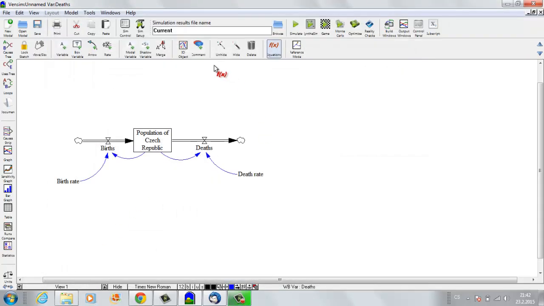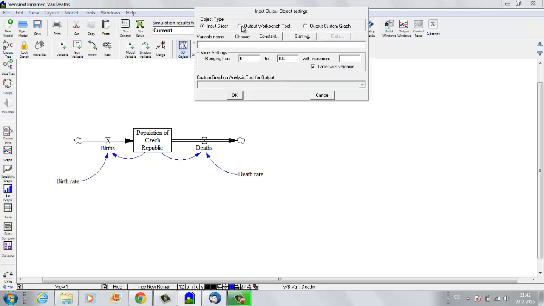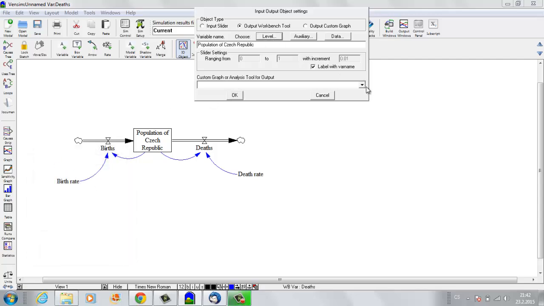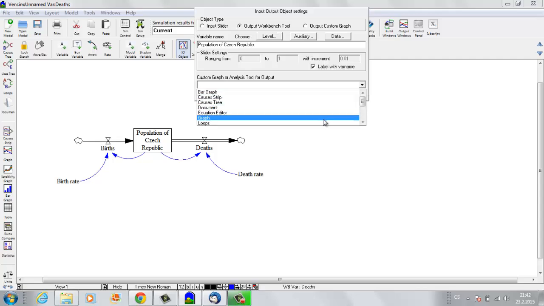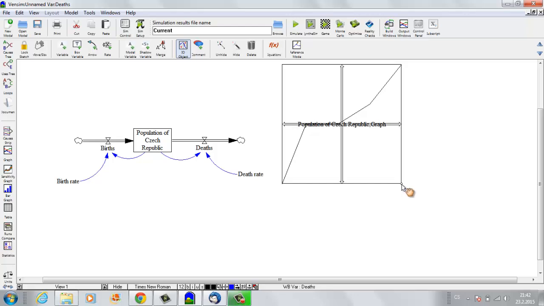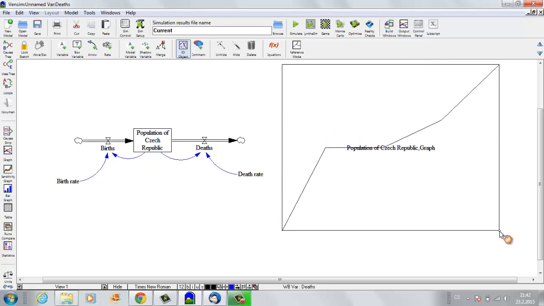Okay, so now we are all set. I will just add one object called a graph. Gonna be very simple. Output workbench tool. We want to see a level, which is called population of Czech Republic, and we would like to see it on a graph. Now let's make it a little bit bigger. And now we are all set, and we can run the simulation. I prefer to run the synthesis mode, which I run.